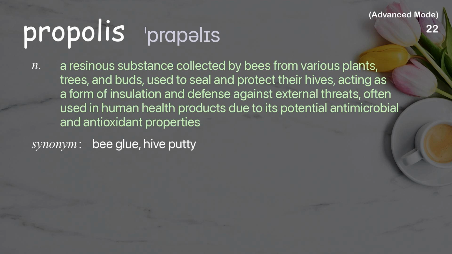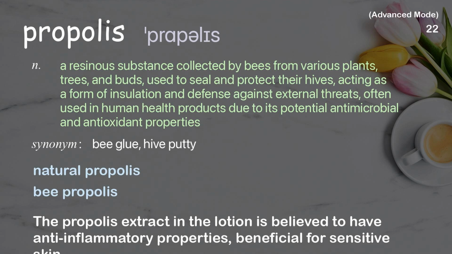Propolis. A resinous substance collected by bees from various plants, trees, and buds, used to seal and protect their hives, acting as a form of insulation and defense against external threats, often used in human health products due to its potential antimicrobial and antioxidant properties. Examples: Natural propolis. Bee propolis. The propolis extract in the lotion is believed to have anti-inflammatory properties, beneficial for sensitive skin.